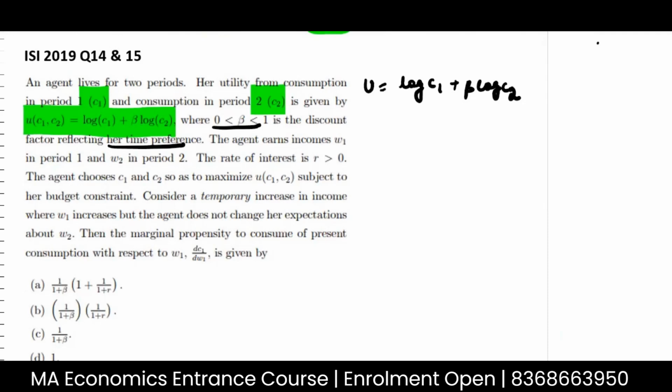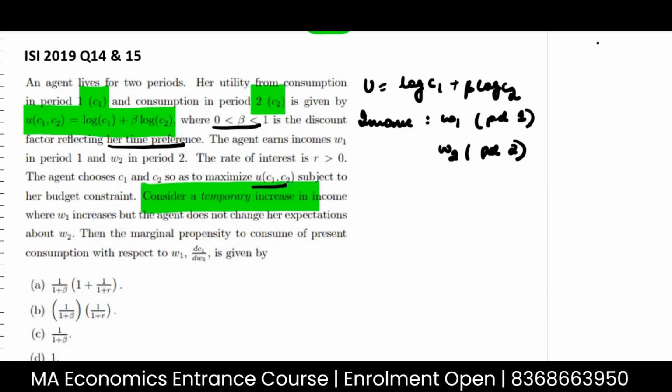The agent earns W1 in period 1. So income of the agent is W1 in period 1 and she earns W2 in period 2. The rate of interest is R. The agent chooses C1 and C2 so as to maximize utility subject to the budget constraint. This is important. Very different thing has been introduced.